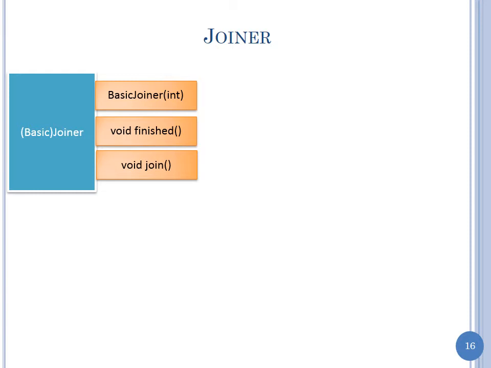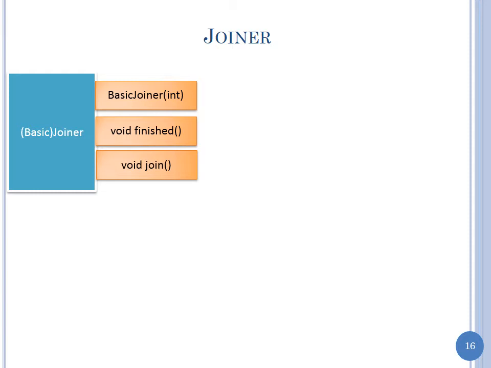Then when we did join, the join waited until what? What are the semantics? I didn't tell you the implementation. What are the semantics of the joiner? Given that the count is n, the join would wait until? What's the relation between join and finished? How many finishes?